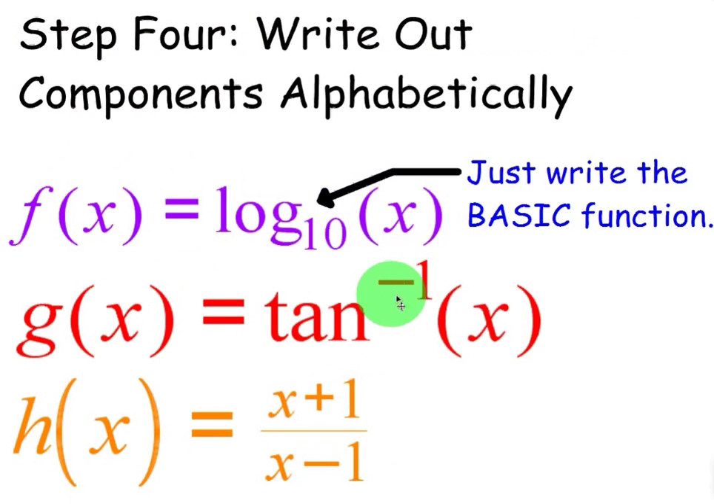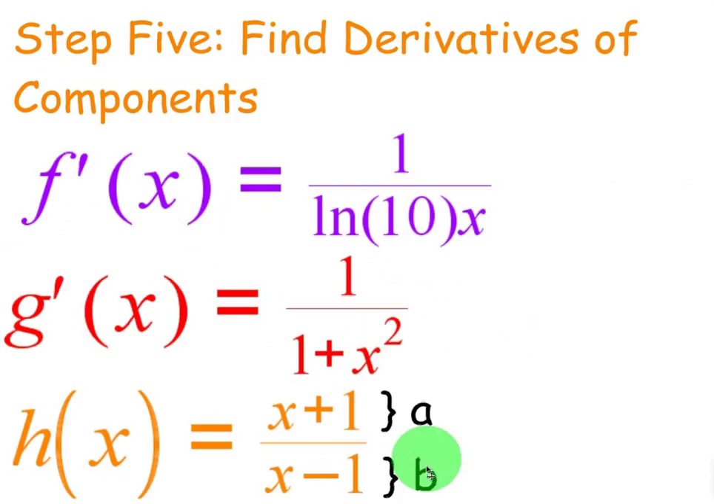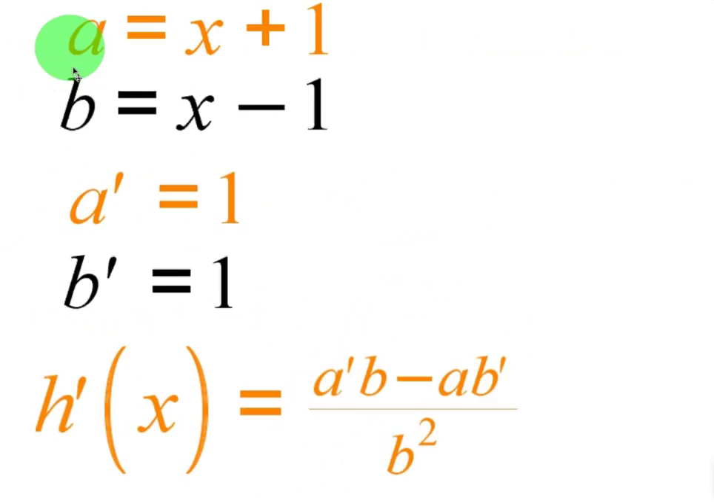The derivative of h of x, we have to use the quotient rule, right? I went ahead and labeled those as subcomponents a and b. We know the quotient rule is a prime b minus a b prime over b squared. So let's go ahead and just apply that real quick. My a prime would be 1, b prime would be 1. So I tried to simplify that as well as you can see.